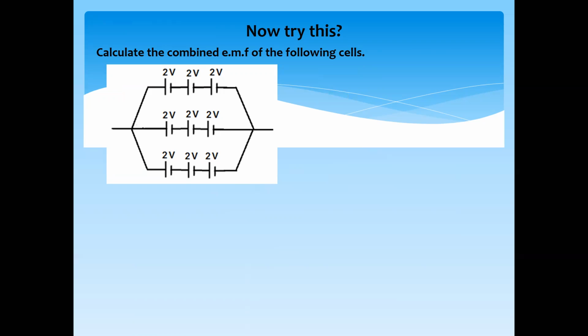What's the combined voltage? Because this part is in series, all are in series, so it will produce 6. This will produce 6, so 18 total. This will also produce 6, and this will also produce 6. But they are all in parallel, and in parallel the voltage is the same. So what is the combined voltage? The combined voltage is actually 6 volts here.